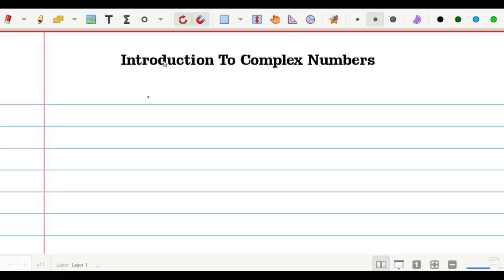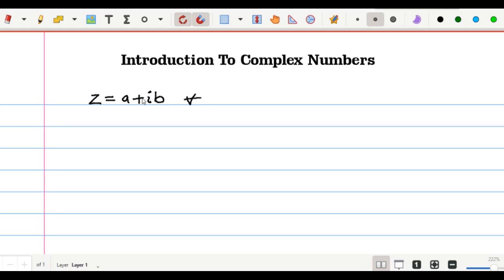In this video, we are going to be looking at an introduction to complex numbers. When we talk of complex numbers, we are referring to numbers represented in this form: z equals a plus ib. So this is a typical representation of a complex number.